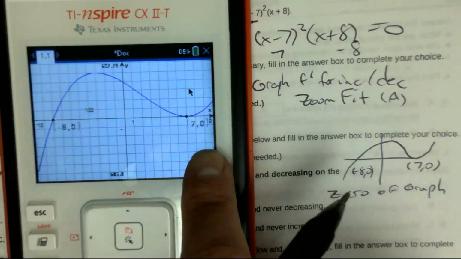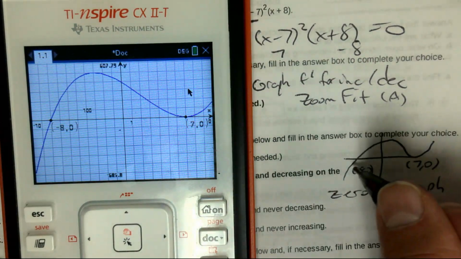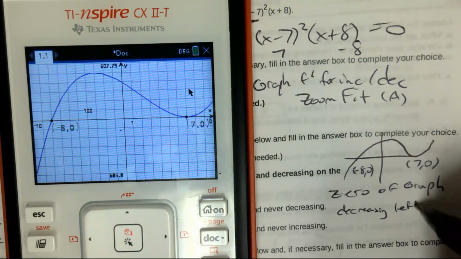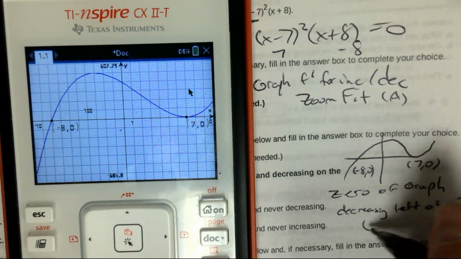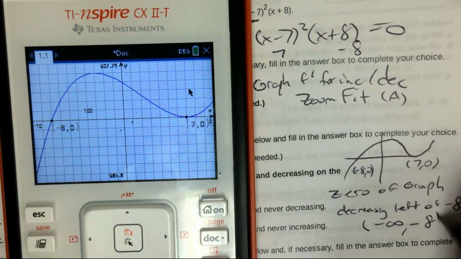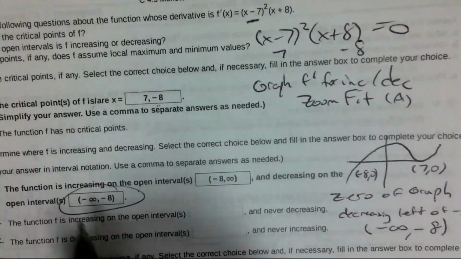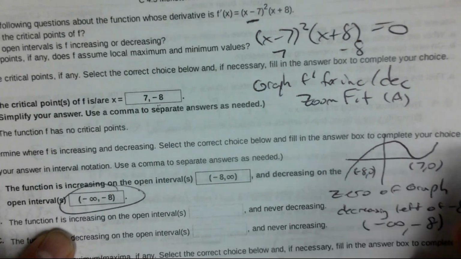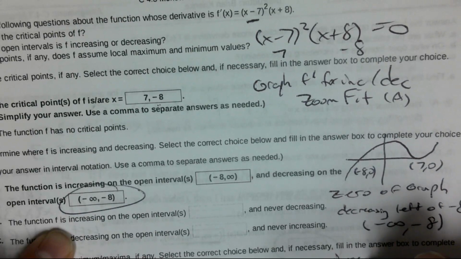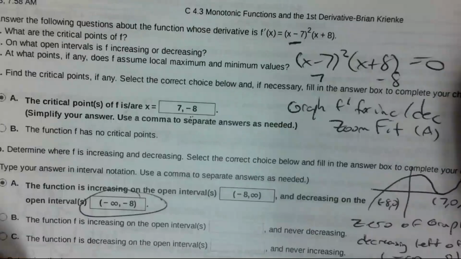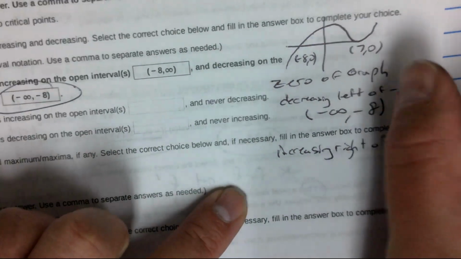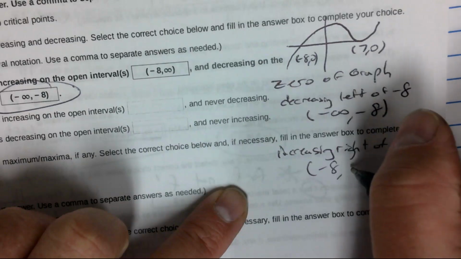Okay, so where is it negative? It's decreasing left of negative 8. So that means negative infinity, negative 8. And then it's increasing right of, I mean negative 8. Increasing right of negative 8, which means negative 8, positive infinity.